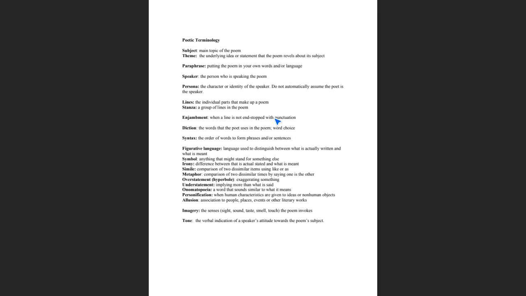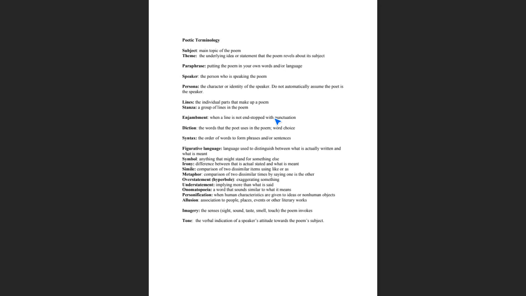This other group is a big group of words here. Figurative language distinguishes between what is actually written and what is meant. Think about the word heart. If you think of the literal heart, that's the physical organ in our body. But then think about the ways that we use heart to symbolize love and things of that nature, which bleeds into the second one, symbol, where something can stand for something else.